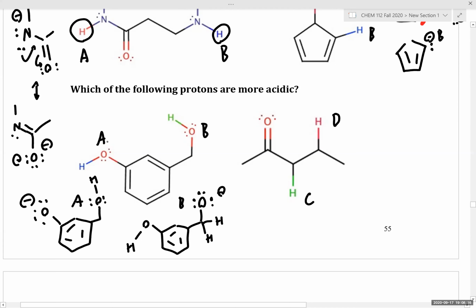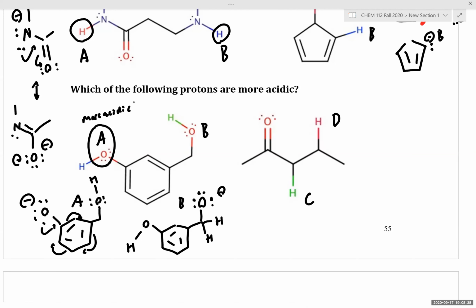The anion generated from A, that's right, because this anion can participate in resonance delocalization. So as a result, we have a more stable anion, and as a result, proton A is more acidic. Does that logic make sense to everyone? Does this first part make sense? When in doubt, draw the anions.